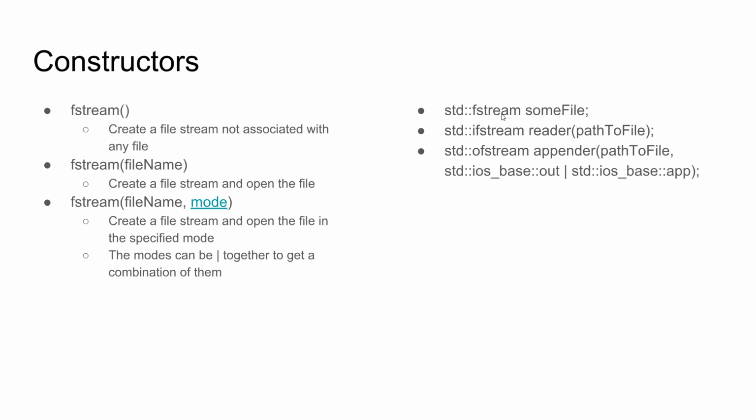So here we're creating a file stream that's just some file. We don't know, this fstream is not associated with any file yet, so you couldn't read from it or write to it at the moment. You actually haven't opened the file. Here we're going to create an ifstream called reader, and then we passed it the path to the file that we wanted to open up. So it'll create this file stream as well as open up that file. And then here you can see an ofstream and the path to whatever file that I was planning on writing to. And then I did two other things over here. I did out so that I could write, and then I also did append so that all my writes would go to the end of the file.